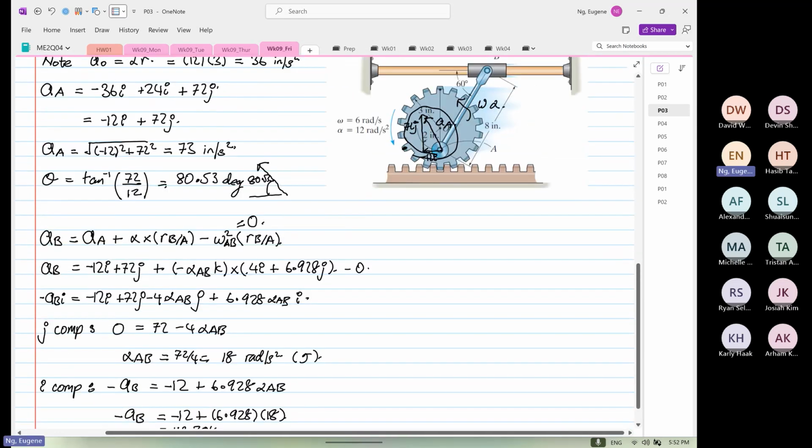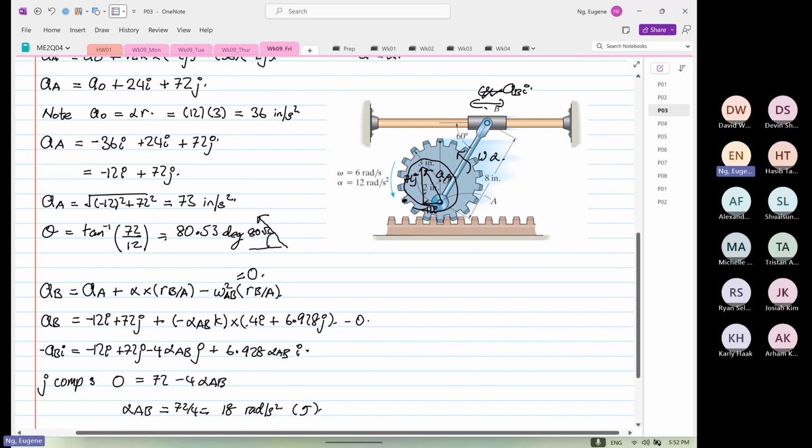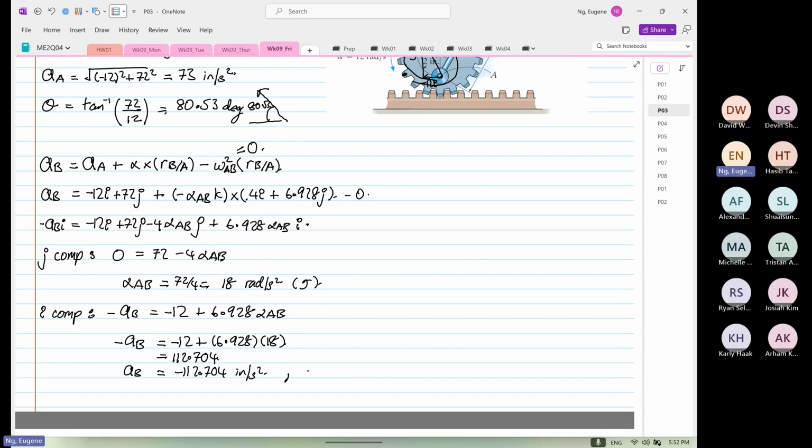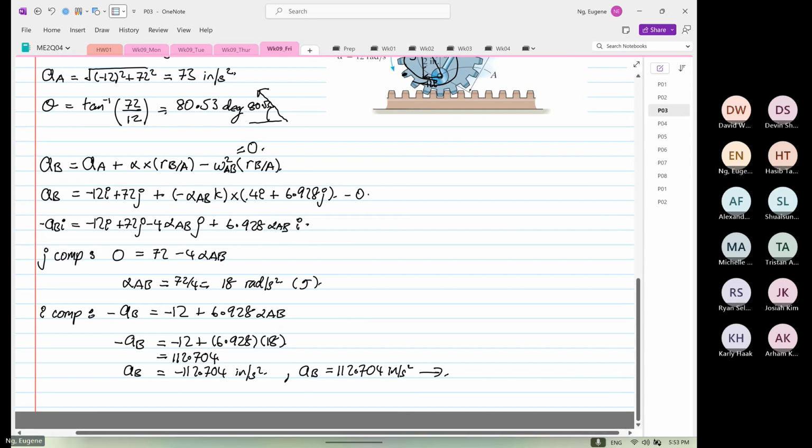So this direction we assume is wrong, right? It should be going towards the right. So therefore, when you put this, you put AB is equal to 112.704 inches per second squared, and it's going towards the right.